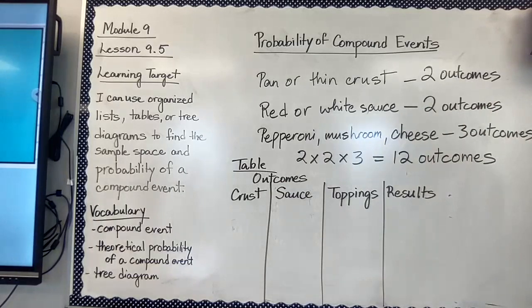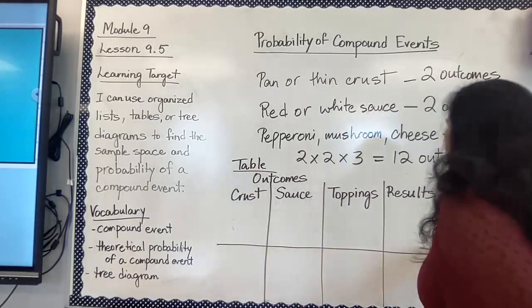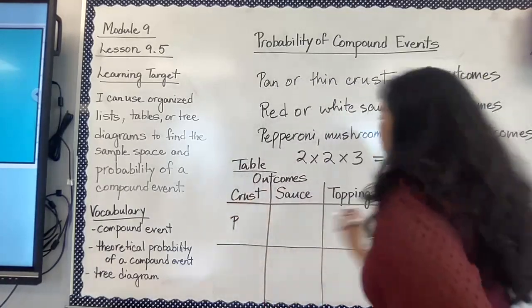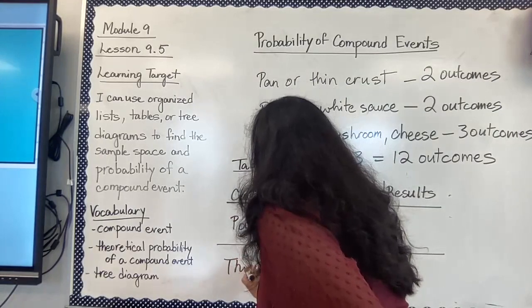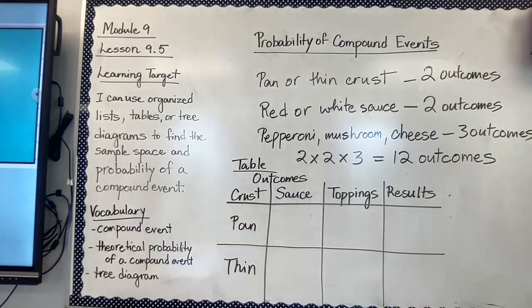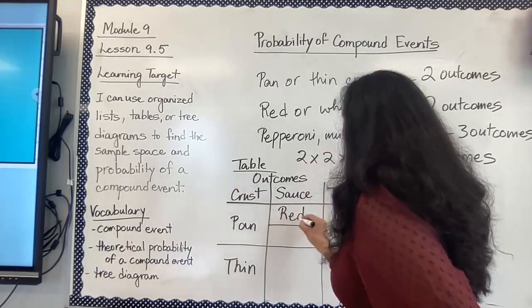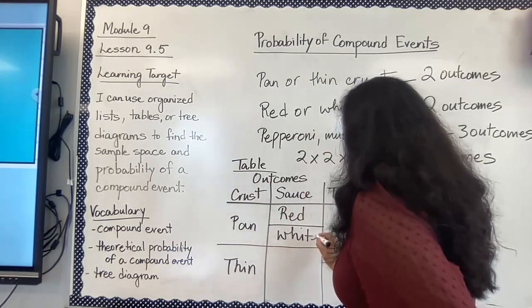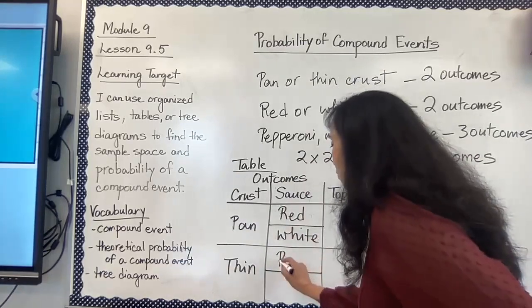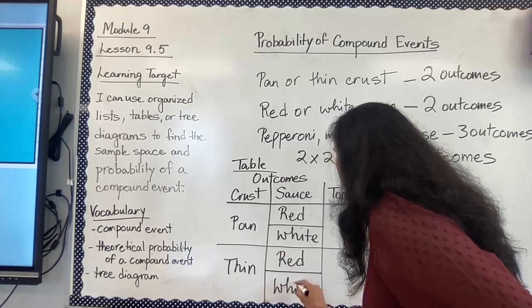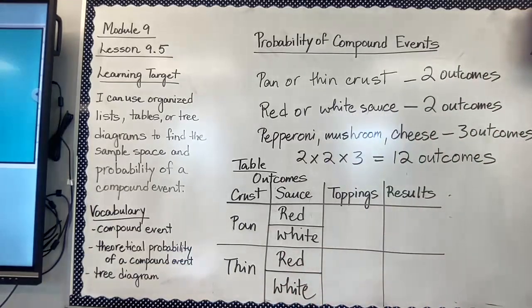For crust, I have pan and I have tin, okay? All right, then I have the sauce. For pan, I can have the red or the white sauce. Same thing here. For the thin crust, I can do red or white sauce. Then for the toppings, for each of them, I'm going to have 3 different options.